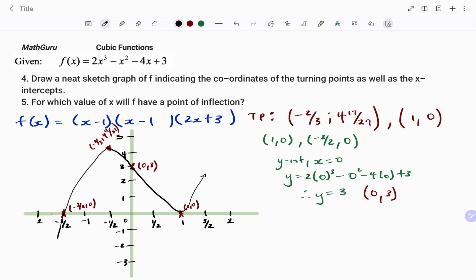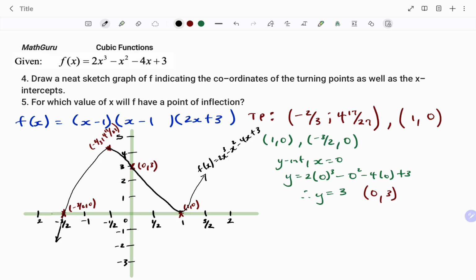With that, I've been able to draw my cubic function f of x equals 2x cubed minus x squared minus 4x plus 3. The last but not the least part of the question says, for which value of x will f have a point of inflection?